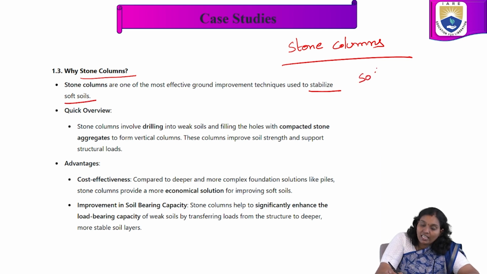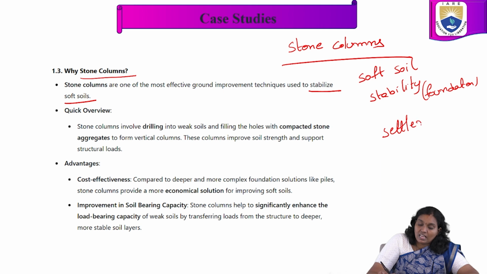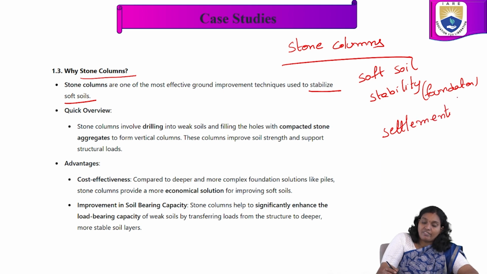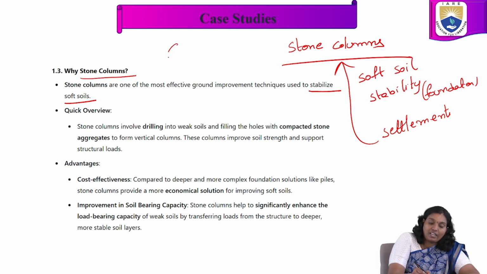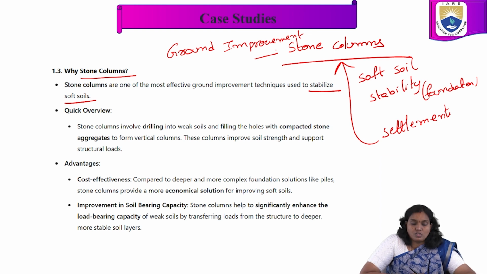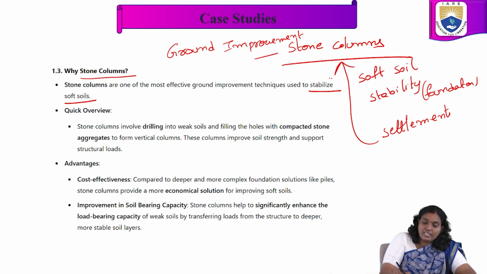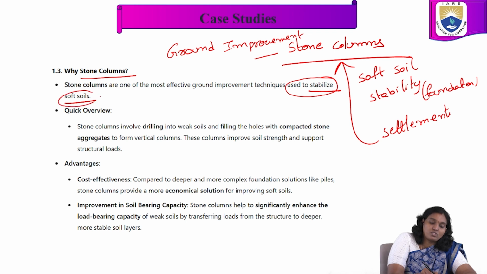Here we are dealing with soft soils, and we also require foundation stability and prevention of settlement. These are the challenges we are going to face. This is one of the best solutions, so we choose stone columns as the ground improvement technique for this particular case study, because they are used to stabilize soft soils.